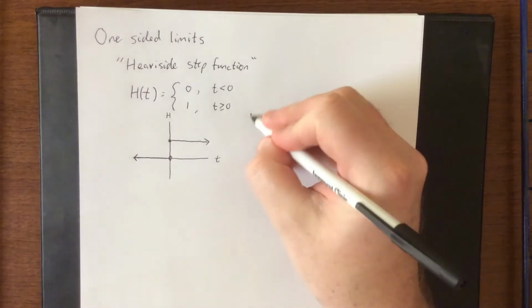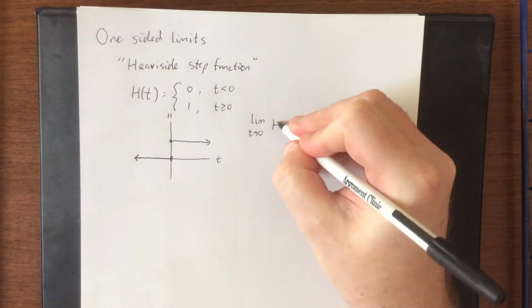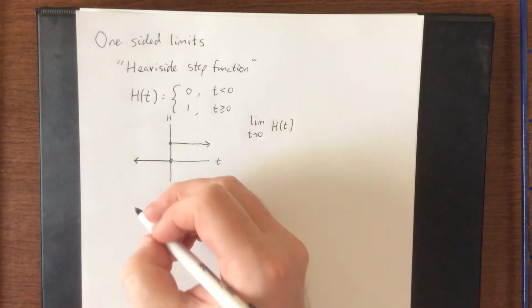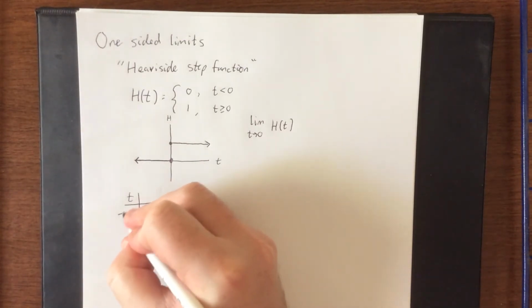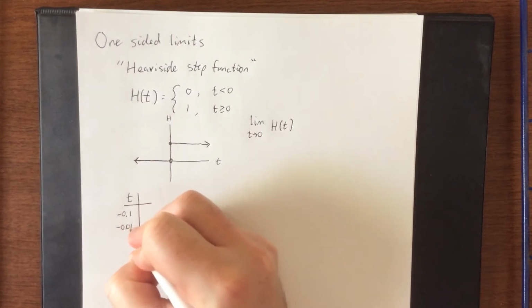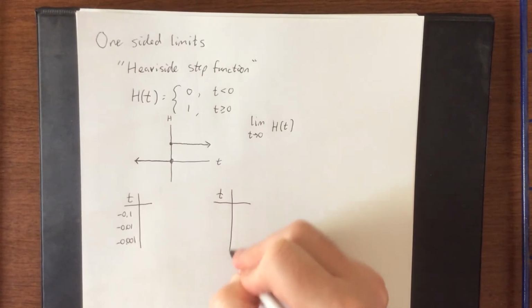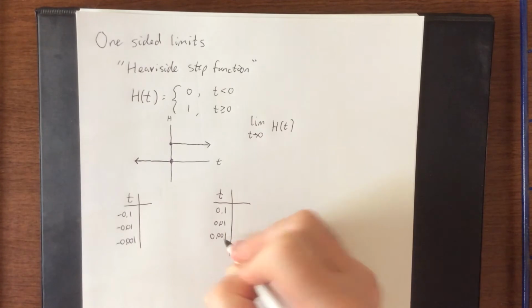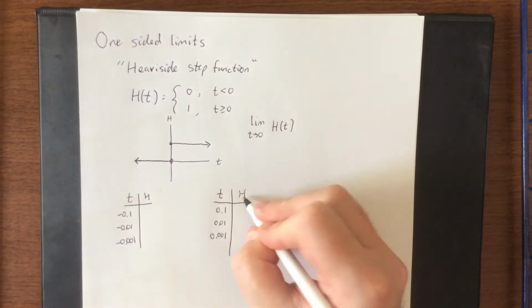What I'd like to do is consider the limit as t approaches 0 of the Heaviside step function. Now, if we're going to do the things that we've done in previous videos, that means that I will need to consider some values that are less than 0, and some values that are greater than 0. However, this function is constant on both of those intervals.